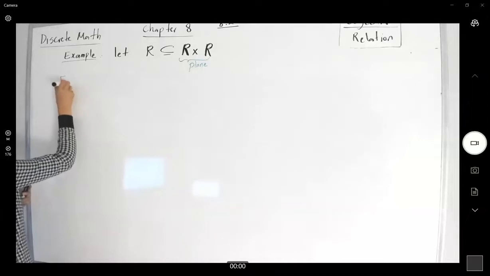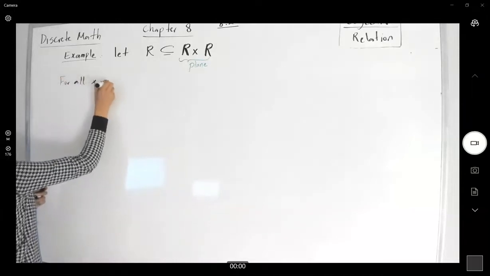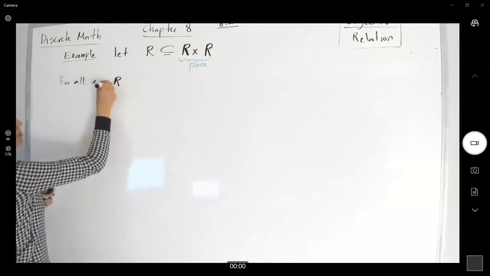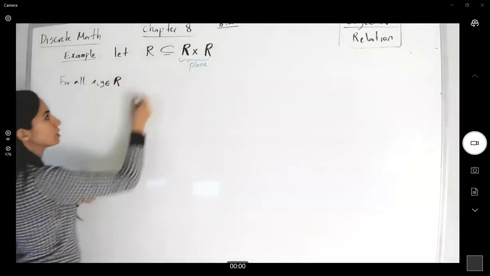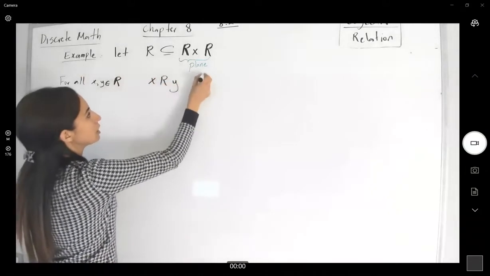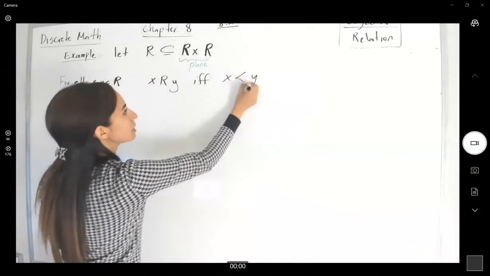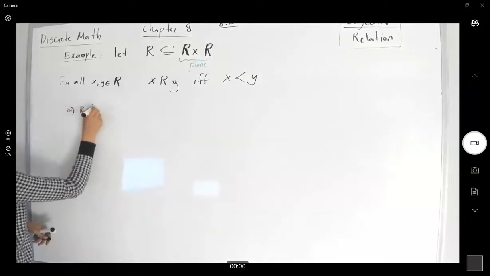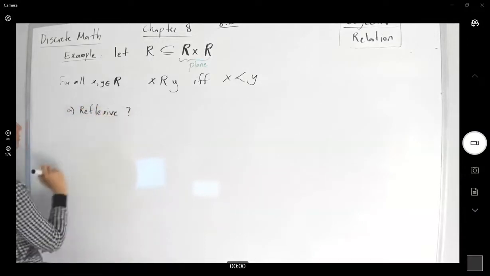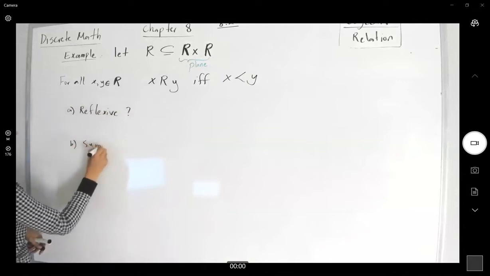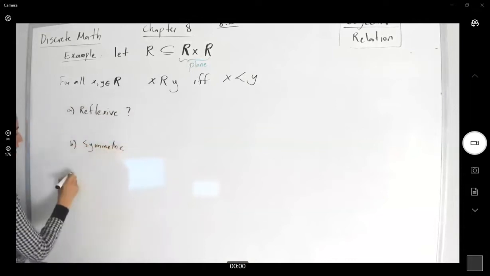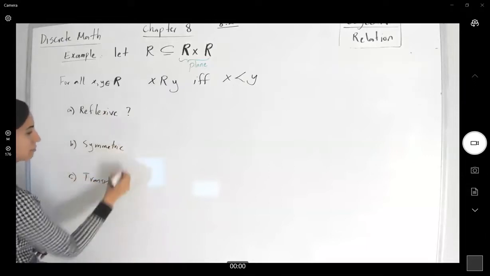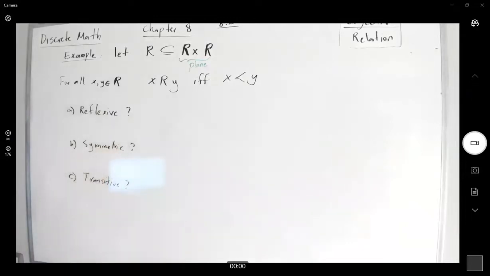For all x and y in R, real numbers, x is in relation with y if and only if x is less than y. Question says, hey, is this reflexive? Is this symmetric? And C, is this transitive? Which case is this?